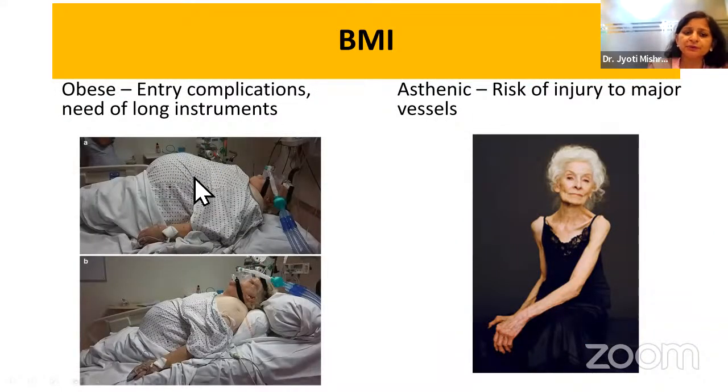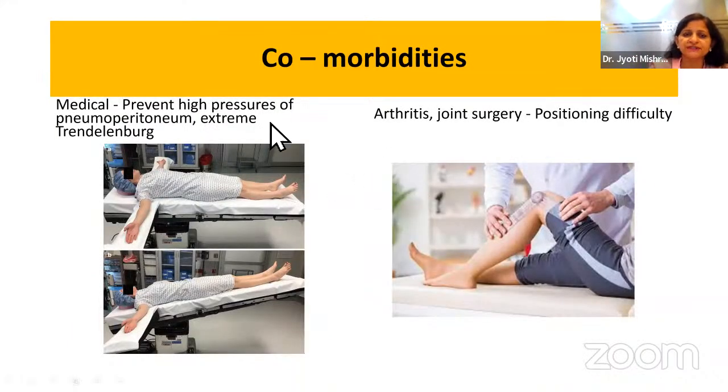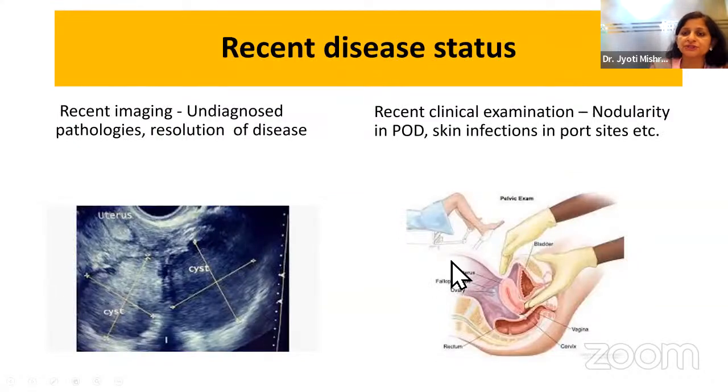BMI of the patient is very important. Very obese will lead to problems of anesthesia, entry complications, need of long instruments, and very thin like this old lady is also a risk because you may hit upon organs and there won't be enough connective tissue to support the organs. Are there any medical comorbidities such as heart disease or lung disease which will prevent a good Trendelenburg position, or is there any knee surgery which would not allow you to give a proper lithotomy position?